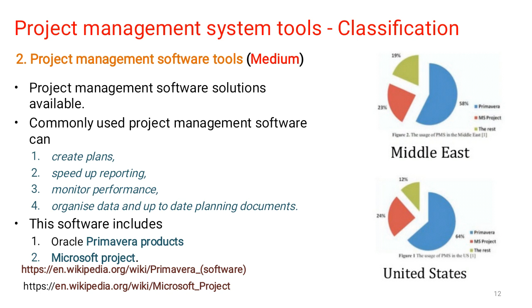And these commonly used project management softwares serve certain functions: they create plans, they speed up reporting, they monitor performance of a project, and they help in organizing data up to date, and planning documents, etc. Like it serves various functions. And I've provided two links here. You can see Wikipedia, you can read about this Primavera software and Microsoft packages and all.